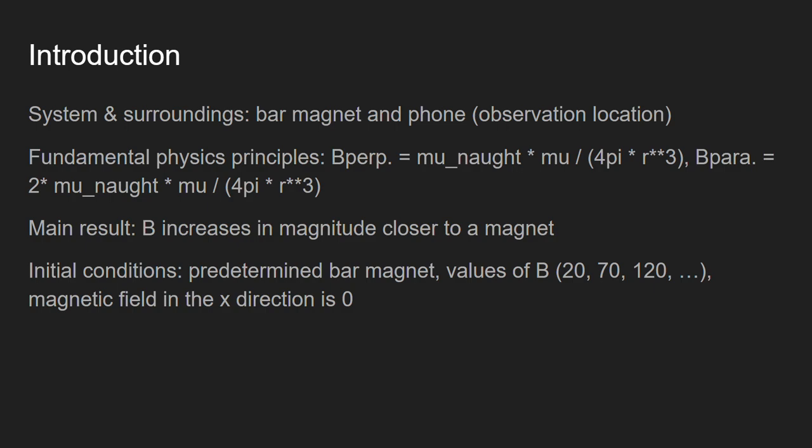The main result is that the magnetic field increases in magnitude as you get closer to a magnet, therefore as R decreases, and the initial conditions are the predetermined bar magnet and its strength, and also the predetermined values of the magnetic field, 20, 70, 120, and so on, the increments that we measured at. And then also the magnetic field in the x direction is 0, and we do this to make sure that all the magnetic fields gained in the x direction is due to the bar magnet.